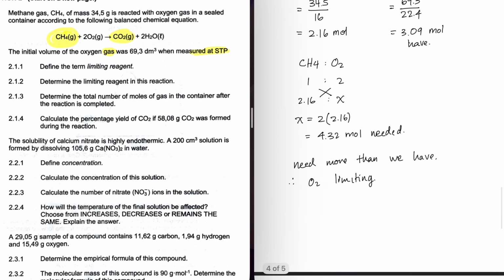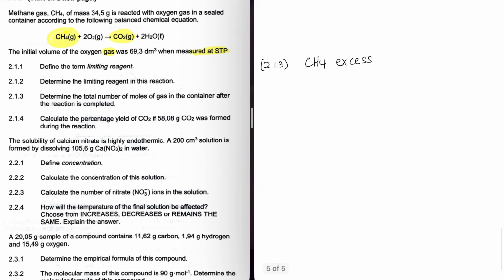So we're going to use the O2. So the ratio of CH4 to O2 was 2 to 1. Since we know that O2 is limiting, that's 3.09. That's going to be X. We can then do a ratio. So 2X, cross multiply, is equal to 3.09. X is equal to 1.55. And this is the moles of CH4 that is needed.